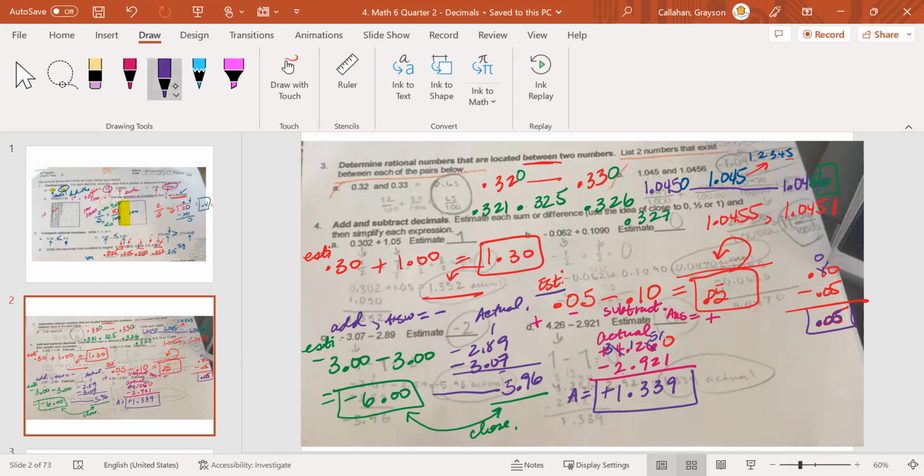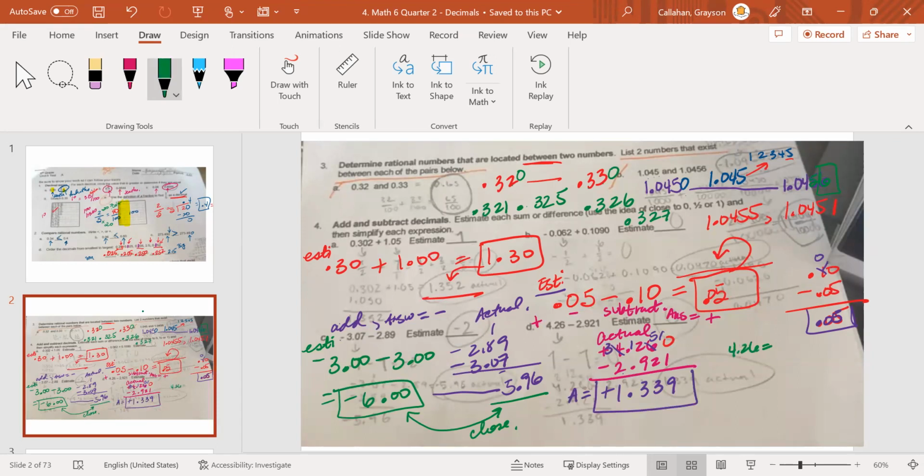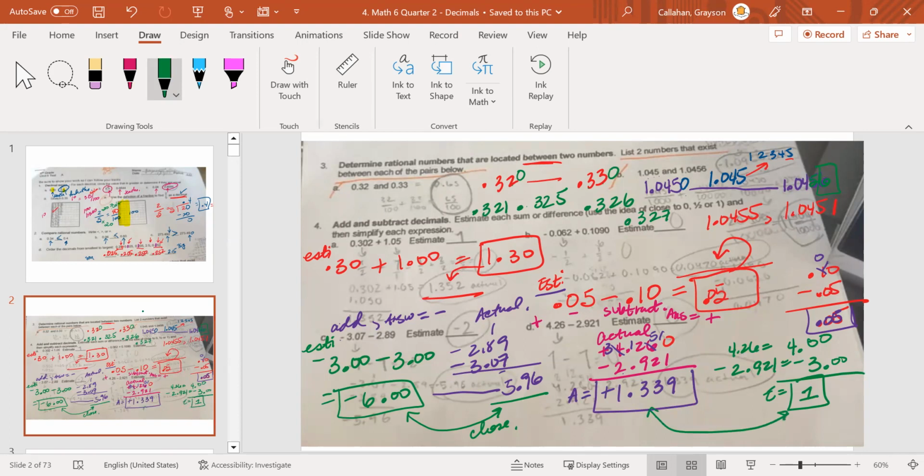So then when we do the estimation here, the estimate is 4.26. You can estimate that to a 4.3 if you want, or you could just do 4.00, okay? And then 2.921 is going to be a negative 3, right? 4 minus 3 is a 1. Okay, so this is an estimate. If you look at it, still again, pretty close, 1.3939 versus 1, that's still very close. Do you see that? Okay.